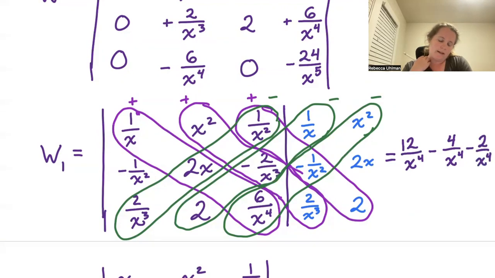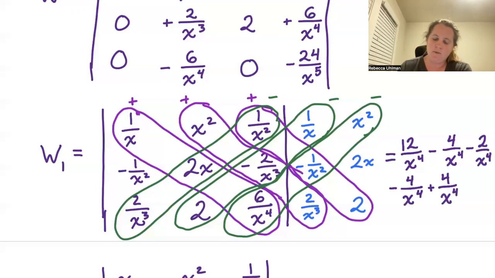Then we are subtracting off 1 over x squared times 2x, times 2 over x cubed. We would get 4 over x to the fourth. Again, we're subtracting this, so minus 4 over x to the fourth. Then we are subtracting off 1 over x times negative 2 over x cubed times 2. So we are subtracting off a negative 4 over x to the fourth, or in other words, adding on 4 over x to the fourth.